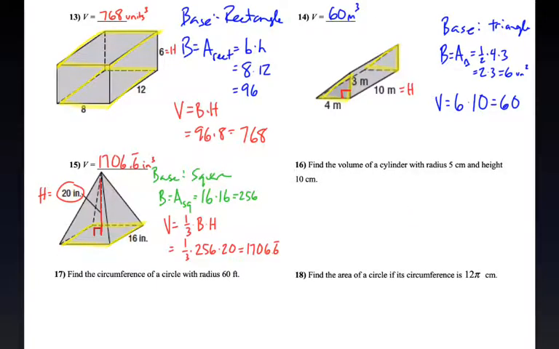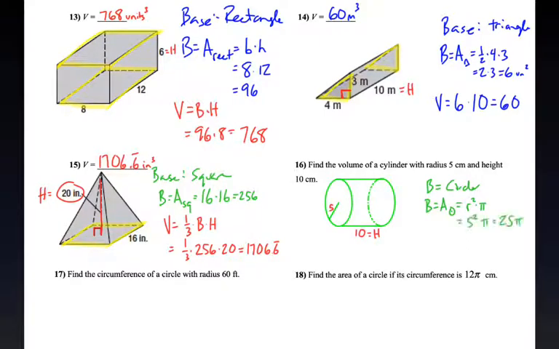All right, find the volume of a cylinder with radius 5, and the height is 10, it tells us that. So I've got to find the area of that circle. The base is a circle, so the area is the radius squared, which was 5. 5 squared times pi is the area of the circle, which is the area of the base. So now, the height was 10, so the volume is the area of the base, which is 25 pi times 10.